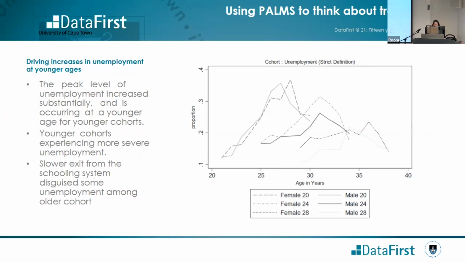Another side of the labor market experience is then obviously to look at employment. And what you can see here is that the increase in labor force participation of the younger cohorts was driving this increase in unemployment among younger cohorts. And so we saw both an increase in the levels of employment and it becoming higher, the increase in the peak, but also at a younger age.